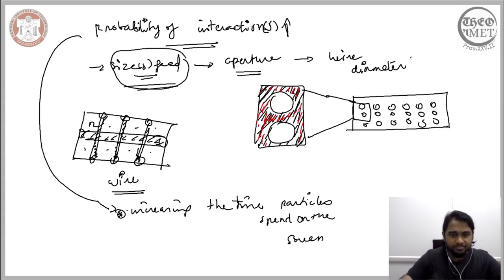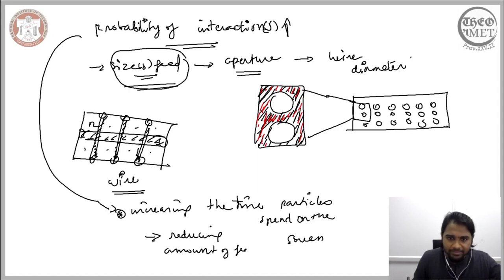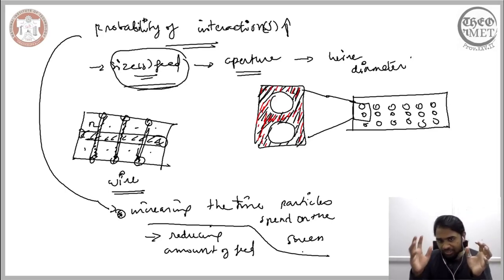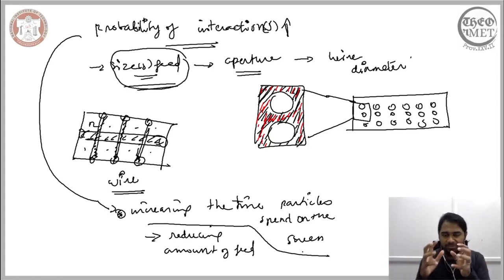When we want to increase the time the particle spends on the screen, one way of doing it is reducing the amount of feed. We have established that screening is a probabilistic process, and despite that, we want to have a desired amount of screening achieved. We don't want a screening process that is immaterial. We want a screening process that enables us to separate the particles of different sizes.